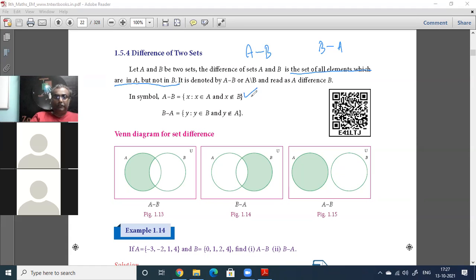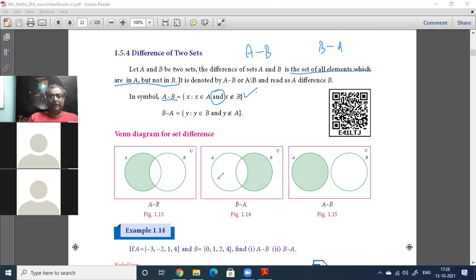So set builder notation is very important. A minus B, difference of two sets, means A minus B. X, all the elements in A minus B are such that X is an element of A, but X is not an element of B. So X is found in A. At the same time, because it is and, both and, X should not be found in B. B minus A is what? Y is an element of B minus A such that Y is an element of B, at the same time Y is not an element of A.